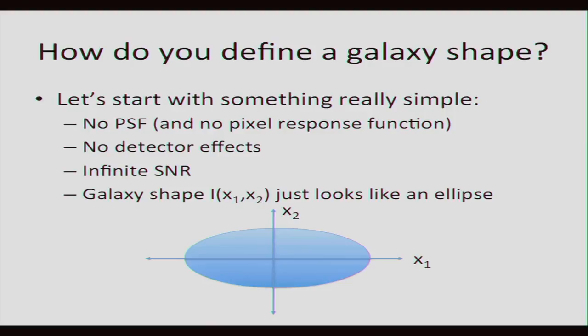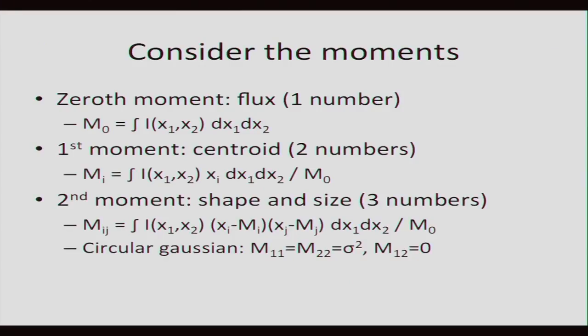Okay, so we have a coordinate system x1 and x2 that it happens to be aligned with, and we want to measure its shape. You could think of this as just not being a pixelated image, or you could think of it as being an image with really tiny pixels that we're going to sum over. So the natural thing to want to do is measure the moments of this image.